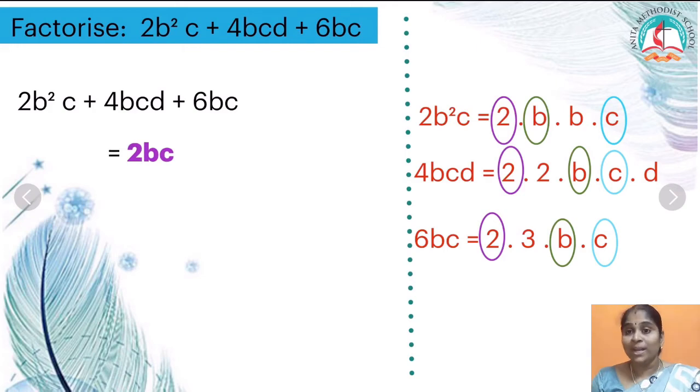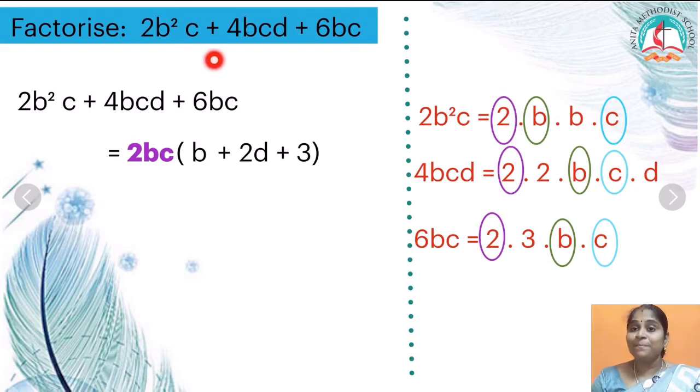Now we have to look at what all the factors are remaining in each term. Look at the first term, which is remaining? b. So we can write b plus, what is remaining in the second one? 2 and d. So plus 2d. What is remaining in the third term? Yes, 3. So write 3. So what is the factorization of 2b square c plus 4bcd plus 6bc, children? It is 2bc into b plus 2d plus 3.